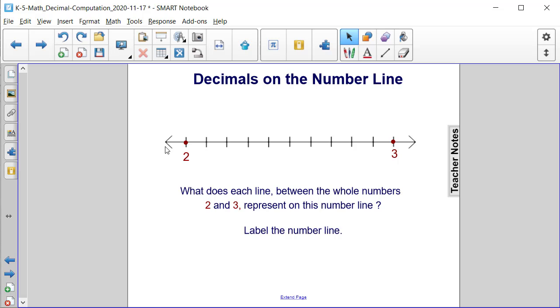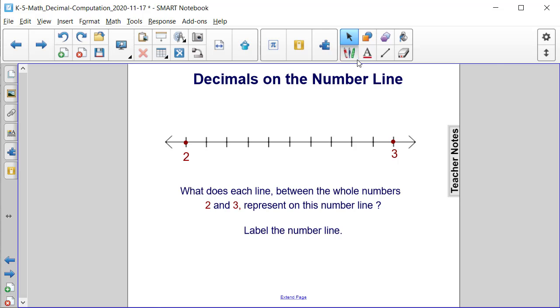Let's explore decimals on a number line. In this diagram, we have the whole numbers 2 and 3 represented on this number line. And we have 1, 2, 3, 4, 5, 6, 7, 8, 9, 10 spaces in between. So if there are 10 spaces in between 2 and 3, what does each line represent on this number line?